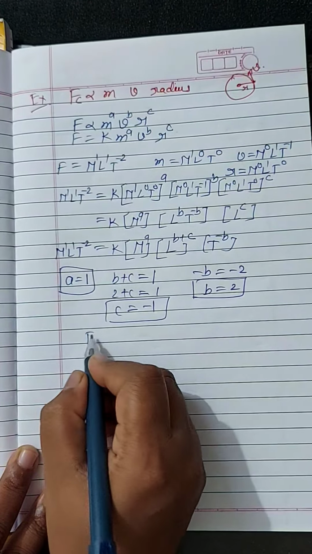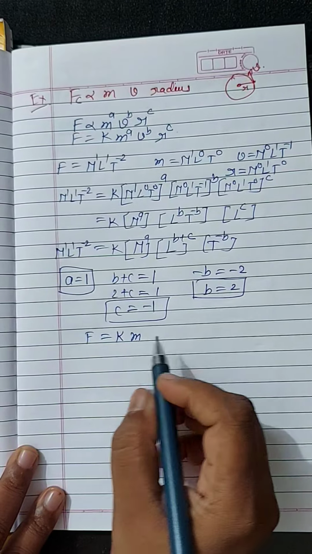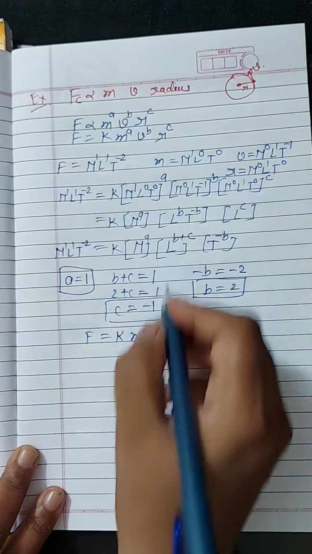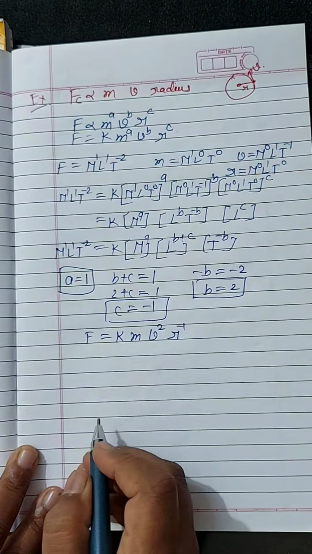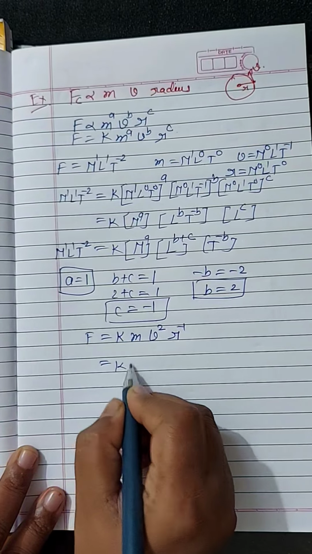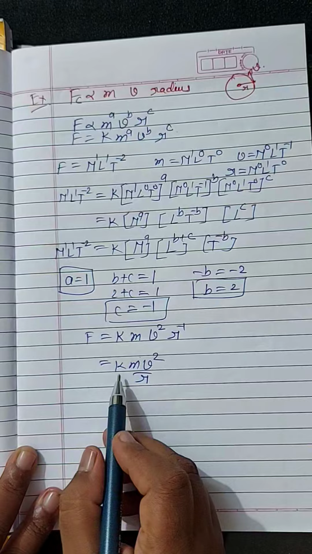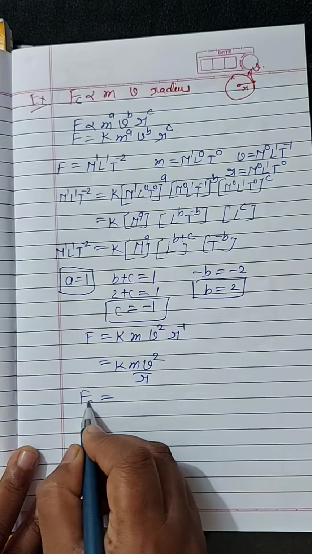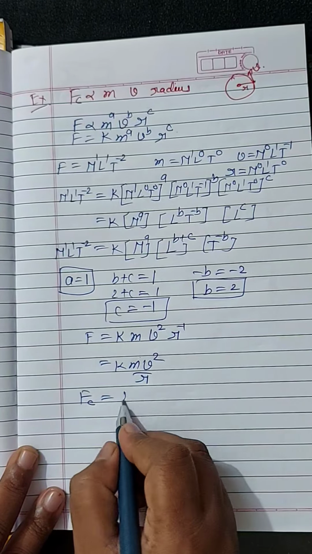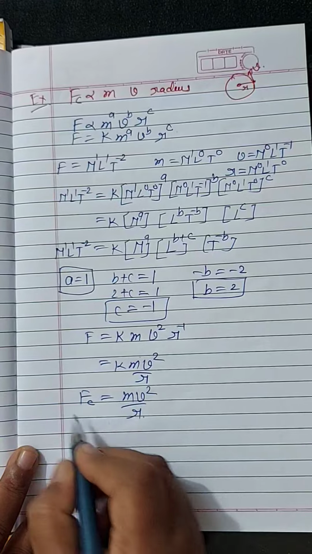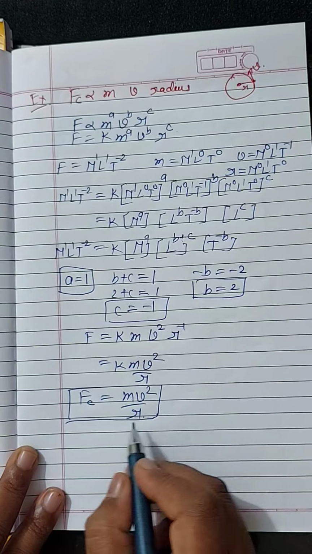Now we have the relationship F is equal to k m to the power a, with a equal to 1, then v square r to the power minus 1. So it is k m v square by r. Now the value of constant k is 1. So centripetal force Fc is m v square by r. So this is the expression for centripetal force.